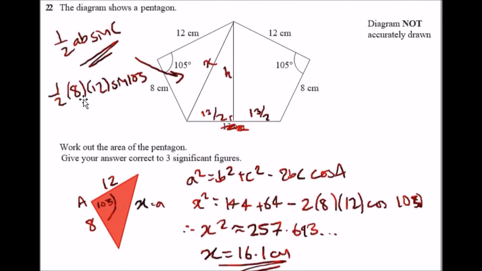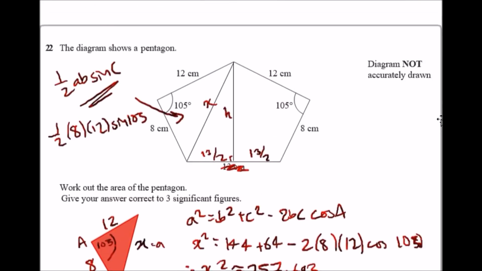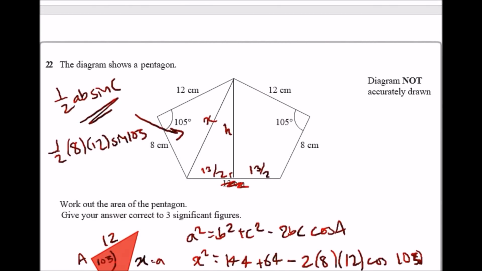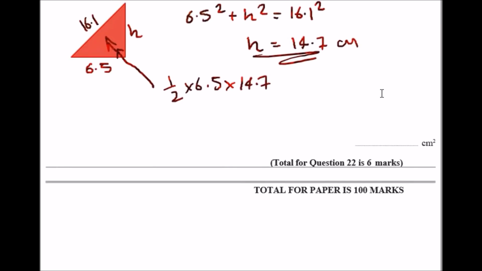When you evaluate both of these results, add them together and then double it, and you should get your pentagon area. Let's evaluate them quickly. For the big triangle on the left, you should get 46.3644. Then work out the other triangle: half times base 6.5 times the height 14.7.